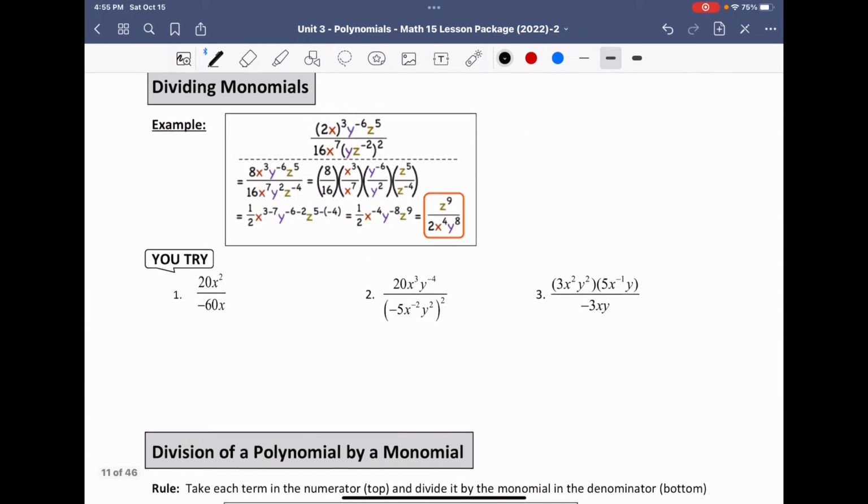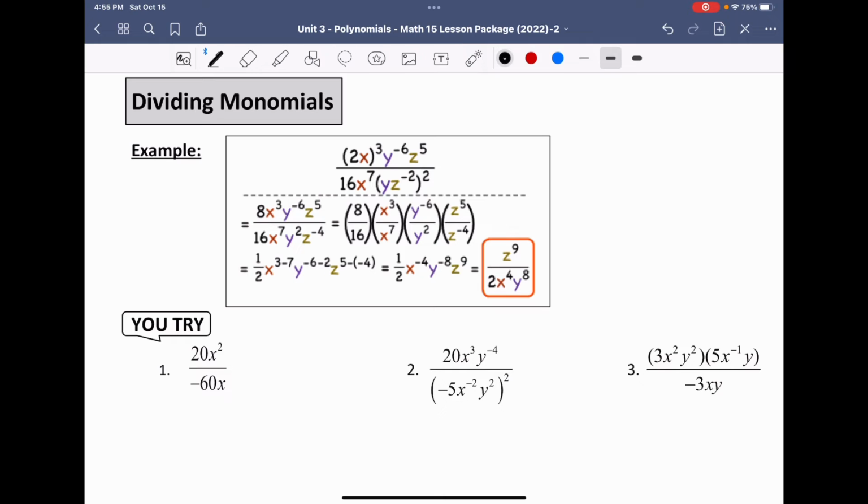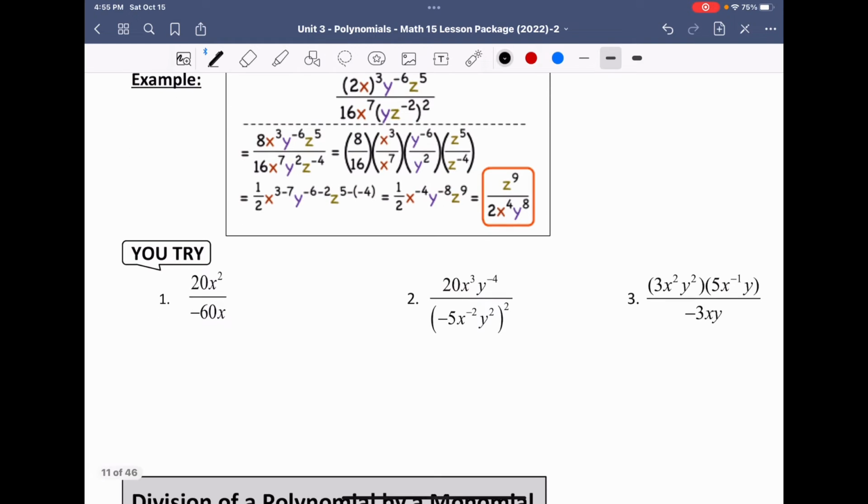All right, now dividing monomials. If we're looking at dividing monomials, just as we did with multiplication, we multiply the coefficients and use the product rule on the exponents. Now we're going to use the quotient rule and standard division.